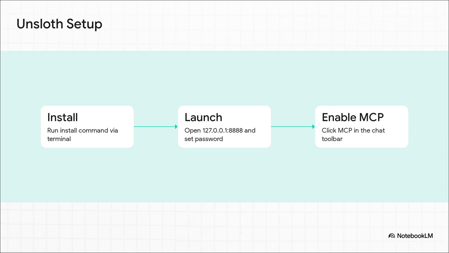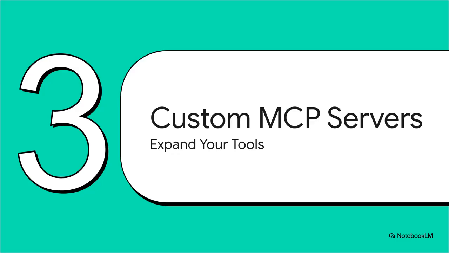Step 2, open your browser to localhost 8088, set a quick password, and you're in. Step 3 is where the fun starts. Right there in the chat toolbar, just click MCP, and boom! Default tools like Exa web search and Context 7 are instantly turned on. Sandbox officially opened. Moving right along to Section 3, Adding Custom MCP Servers.